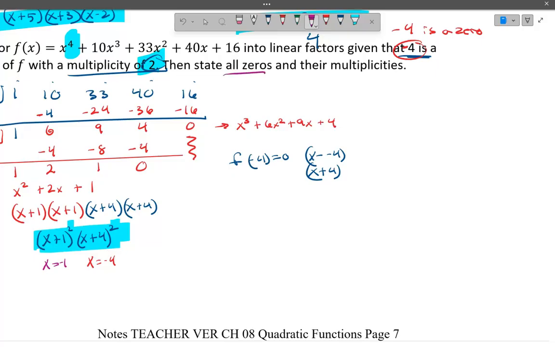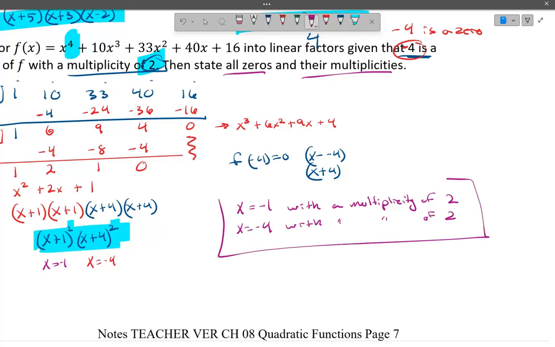State all zeros and their multiplicities. So x equals negative 1 with a multiplicity of 2, and x equals negative 4 with a multiplicity of 2. And there's our zeros and their multiplicities.